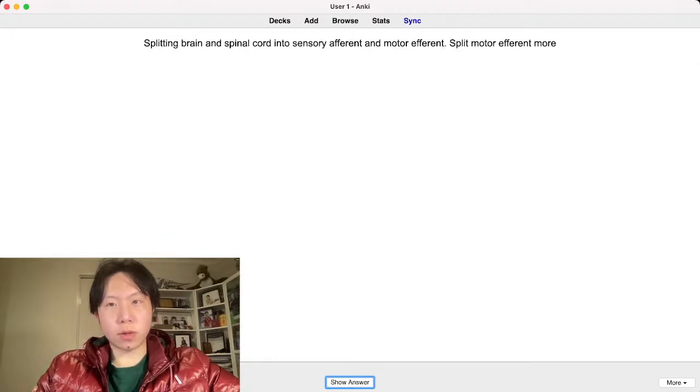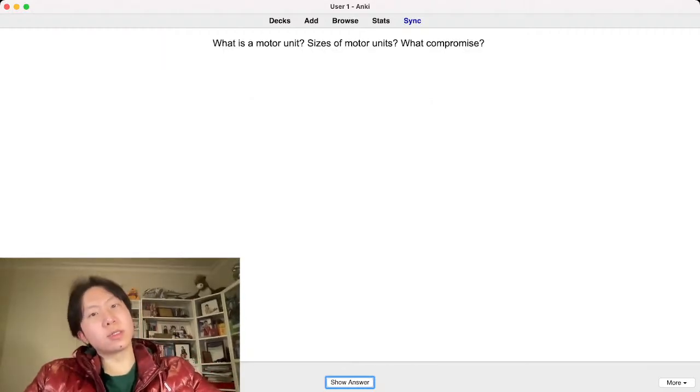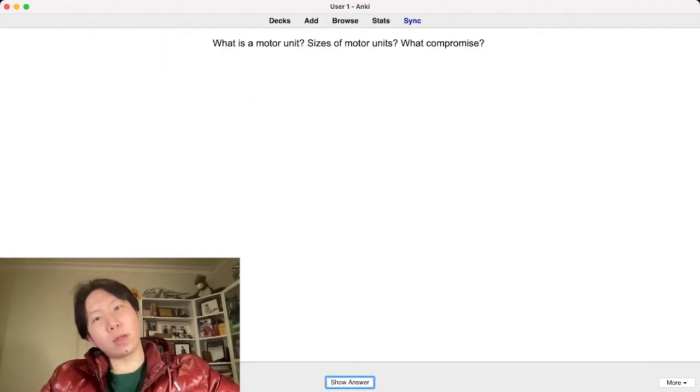Splitting brain and spinal cord. The sensory afferent, motor efferent. Motor efferent, I think you get autonomic and somatic. And then autonomic, you get parasympathetic and sympathetic. Nice. Motor unit is a neuron and all the fibers it innervates.